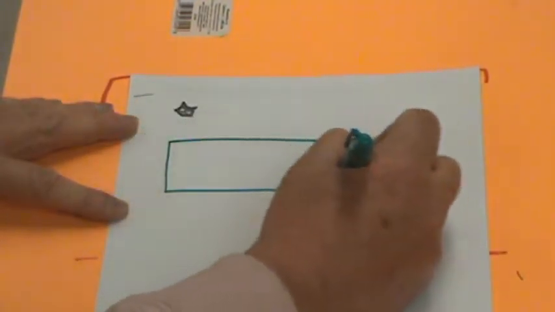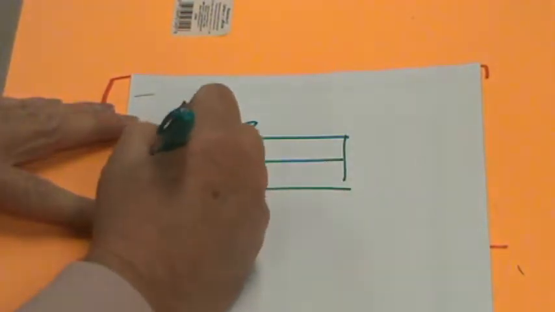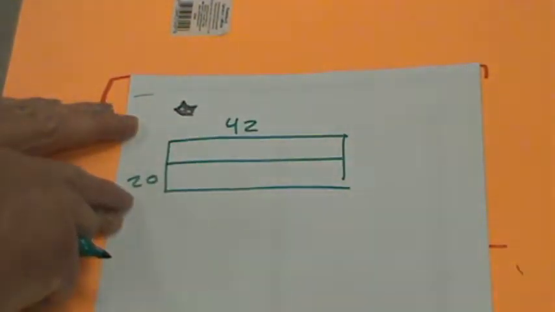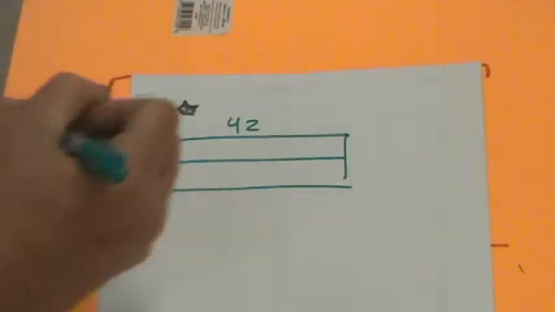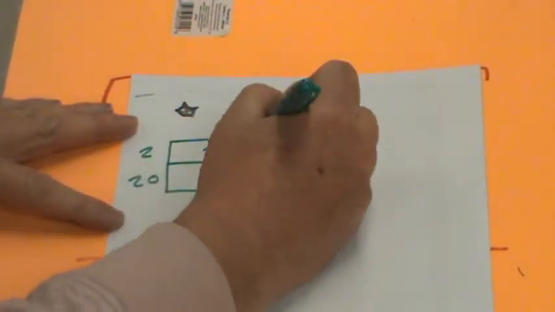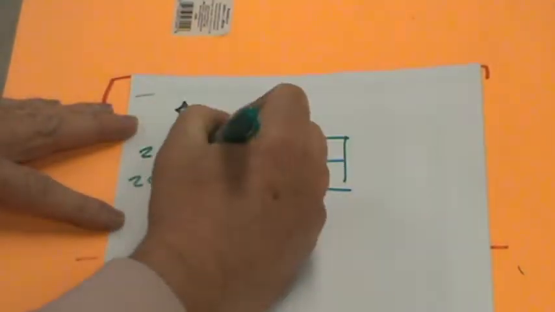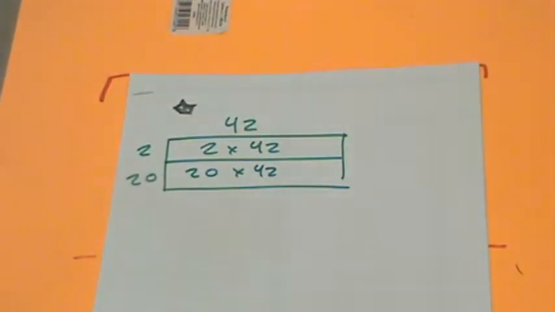Why not? So we saw that it was 42 plants in each row, and there were 20 of the yellow and 2 of the white. No, 20 of the white and 2 of the yellow. And as we look back at this, it was 42 times 2, or 2 times 42, and then 20 times 42. That's what this area model represented, okay?